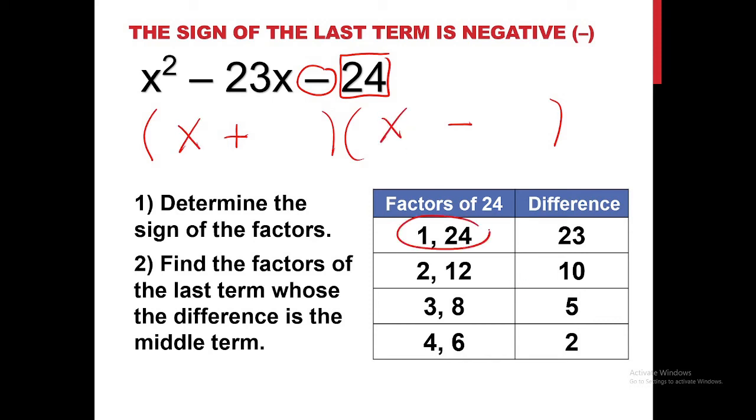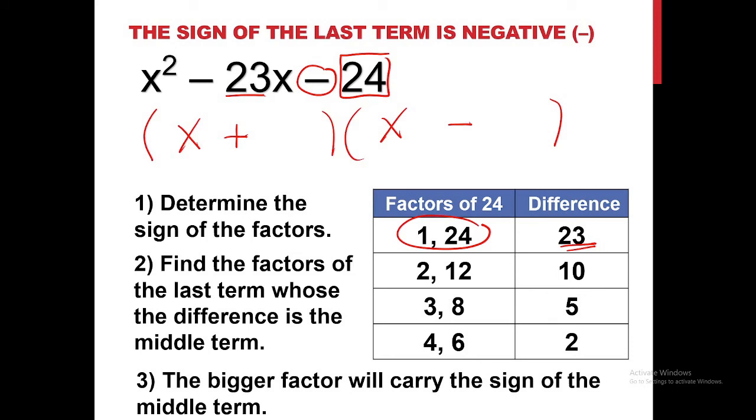1 and 24. 1 and 24 to get a difference of 23, I mean. Now, which should be negative? Which should be positive? Okay. Positive, sir, is 1. Negative, is 24. Do you agree? Yes. The bigger factor will carry the sign of the middle term, so negative 24 it should be.